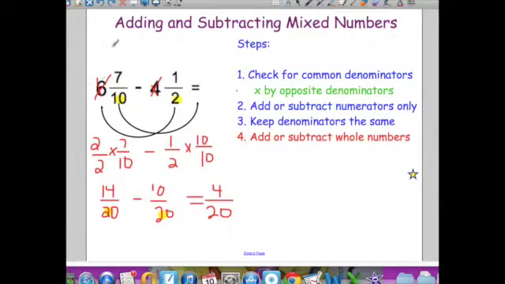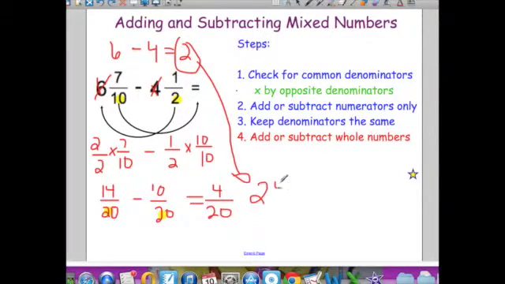So if we go back up here, remember this is a 6 minus a 4. So 6 minus 4, we all know to be 2. So since we didn't have to do any borrowing here, this one seems pretty easy. We can just now bring our 2 back down to our problem. And our final answer would be 2 wholes and 4/20.